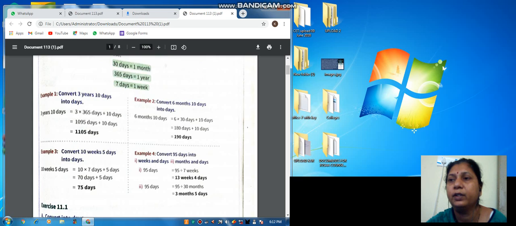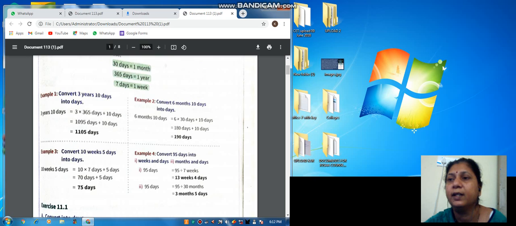Fourth example, convert 95 days into weeks and days, and months and days. Now see here, 95 days means 95 divided by 7. What do we get here? 13 weeks and 4 days. So 95 divided by 7, we get 7 1 is 7, 25. So 7 3 is 21. So here 13 weeks and 4 days.